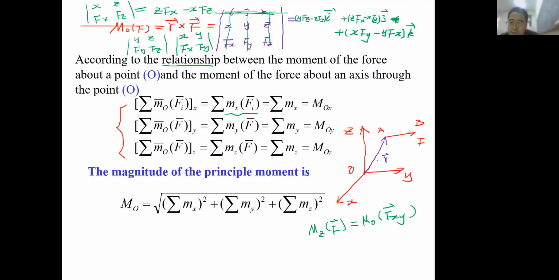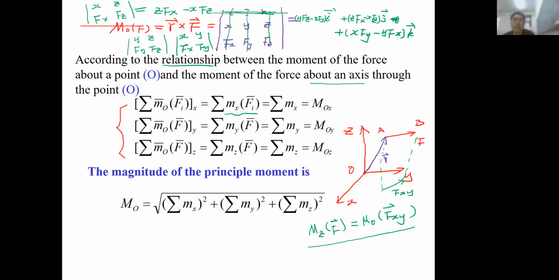We get the projection force here along the normal projection method. This is Fxy. So the definition is: the moment of this F to this axis equals the moment of this projection force Fxy to this point O. Actually, it is this. You see? So that's how we give the definition of a moment of a force about an axis.